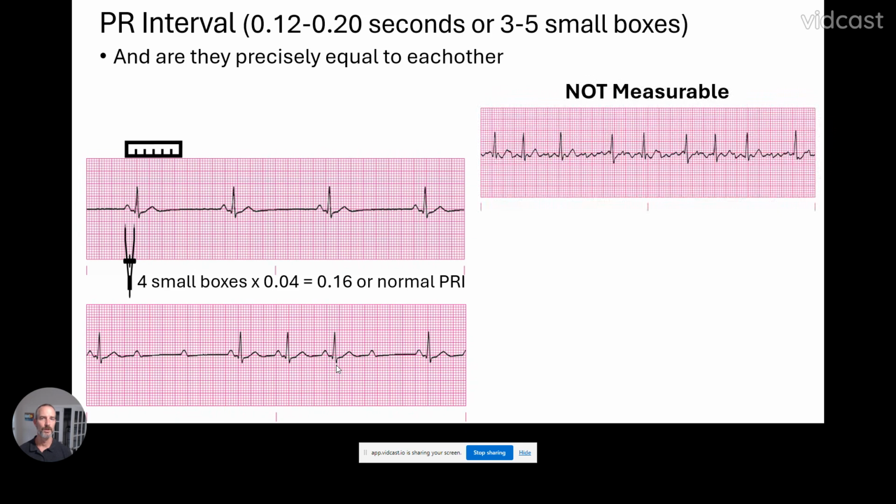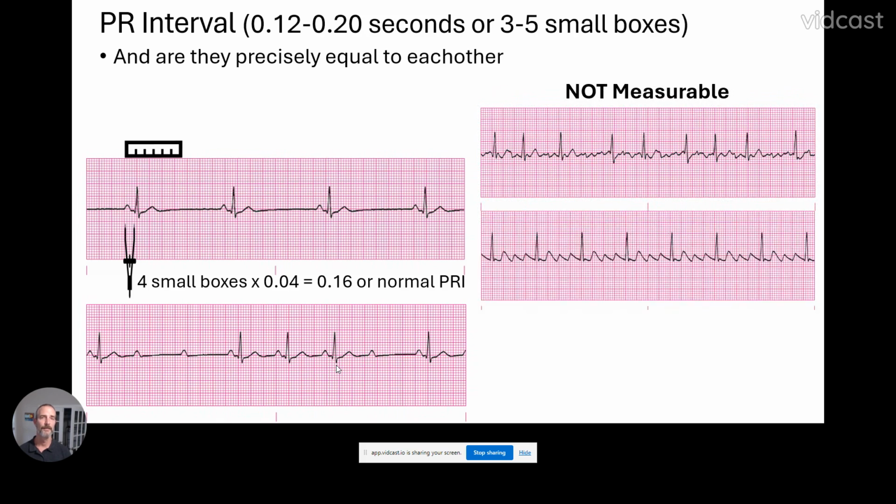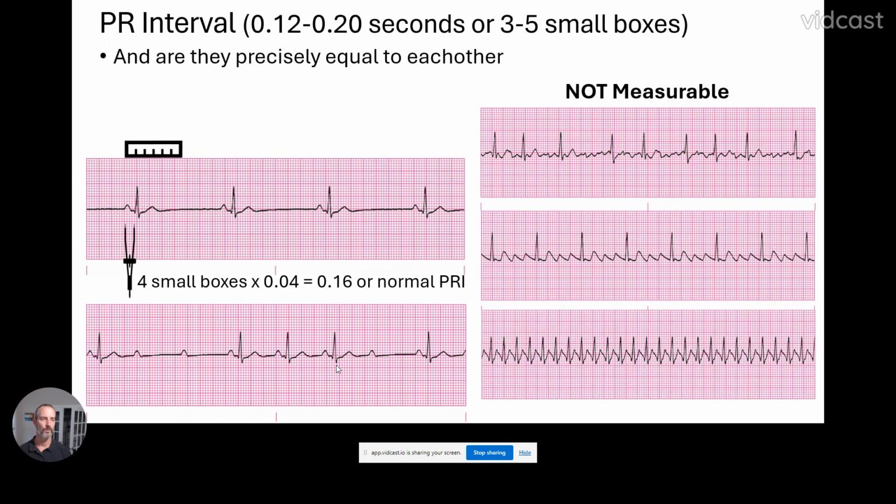So moving over here, these are PR intervals that are not measurable. You can't measure a PRI in atrial fibrillation. You can't measure a PRI in atrial flutter. And then with SVT, it's kind of the same thing. We don't know if that is a P wave. We don't know if that's a flutter wave. We don't know if that's just a T wave.